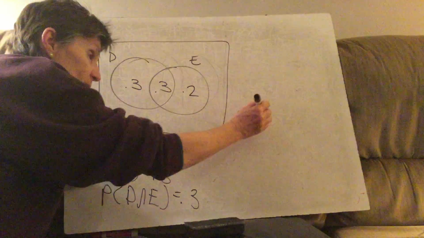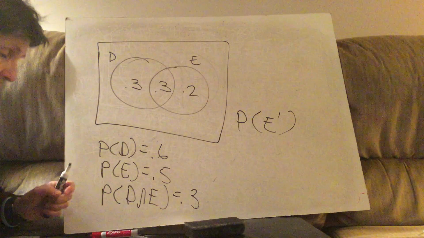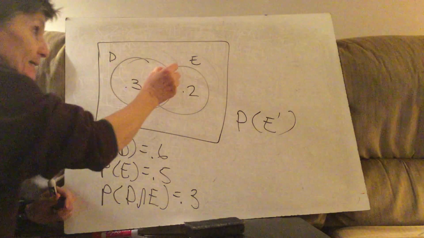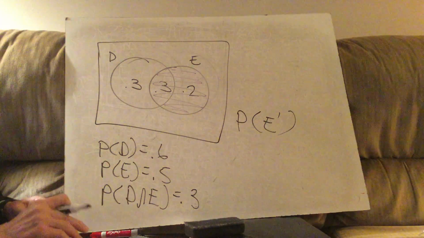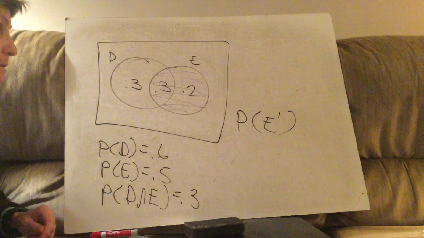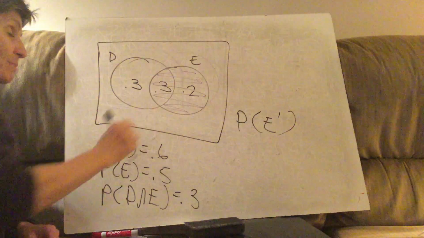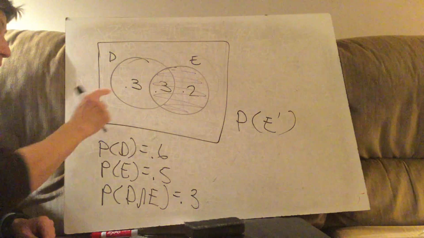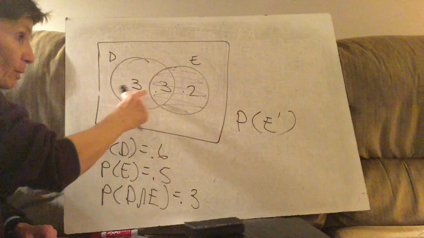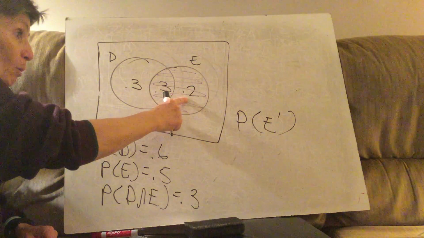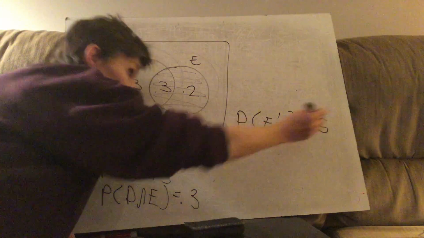So then the question says, what's the probability of not E? Well, this is E. So the answer to the question is everything that's not shaded, because E is shaded. So if I'm looking at not E, it would be this part and the outside. Well, let's see, 0.3, 0.3, 0.2, that adds up to 0.8. So we have 0.2 out here. So the answer is 0.5.